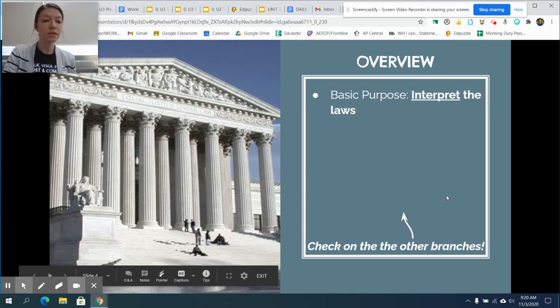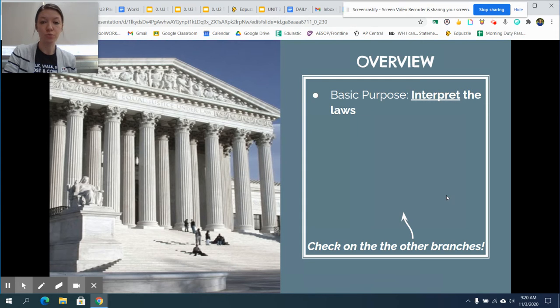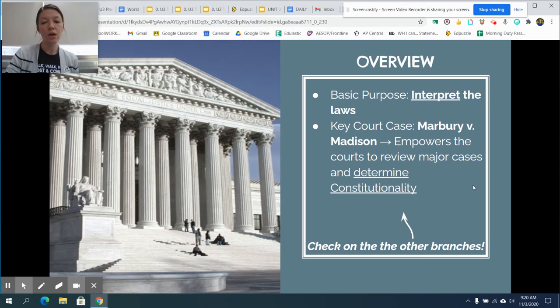Now, the basic purpose of the judicial branch is to interpret the laws, interpreting the Constitution to make sure that things are constitutional. And we really see this power come into play after the court case Marbury versus Madison. Marbury versus Madison empowered the courts to review major cases and laws and determine constitutionality, right?